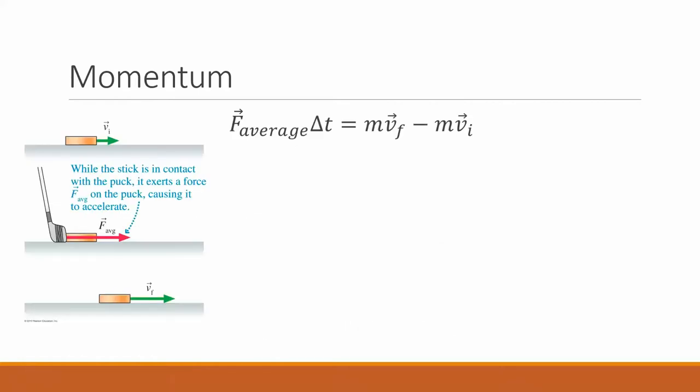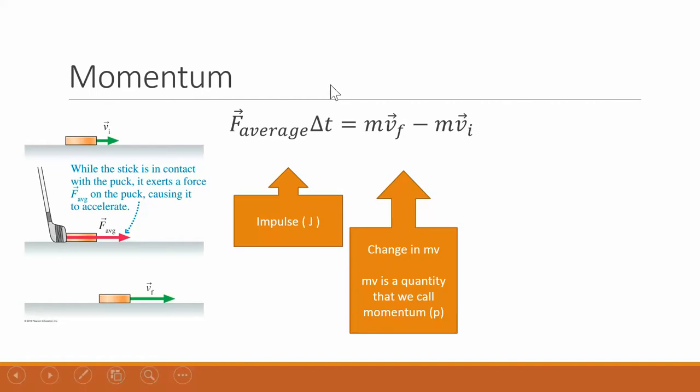So what this tells us is that the impulse on an object equals the mass of that object times its final velocity minus the mass of that object times its initial velocity. The left-hand side is the impulse, or J. The right-hand side has final minus initial times mass. Well, mass times velocity is defined as momentum. mv is momentum. It's a quantity that's defined, and it's abbreviated by the letter p.